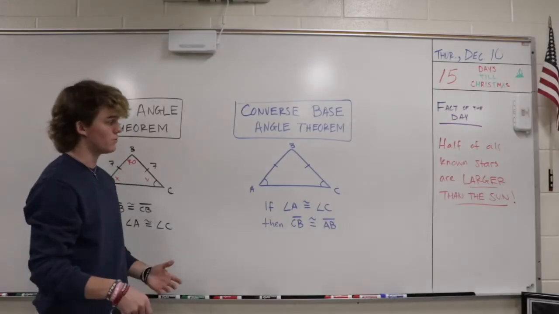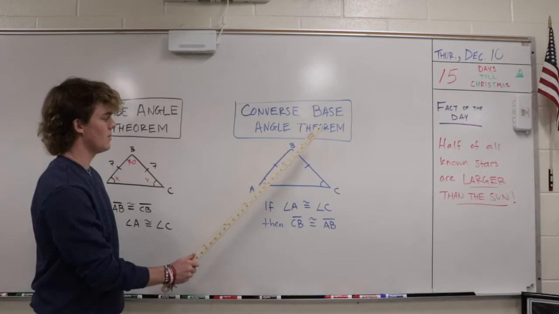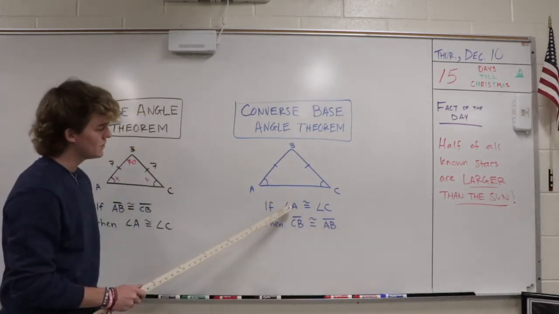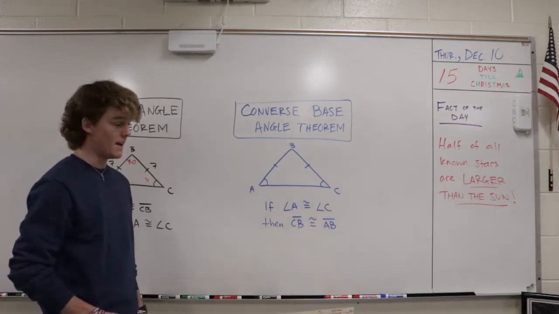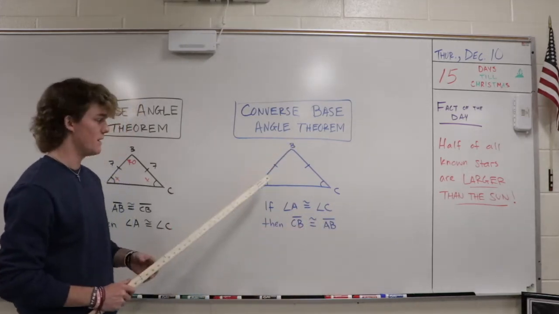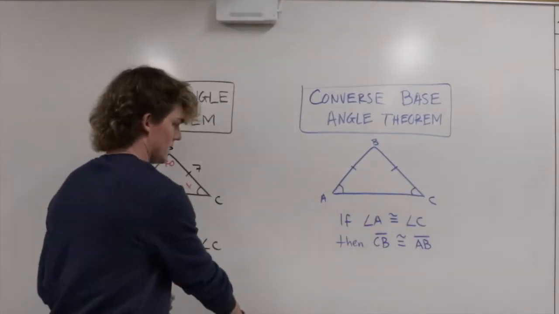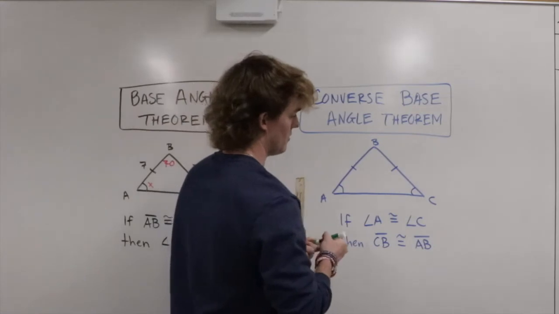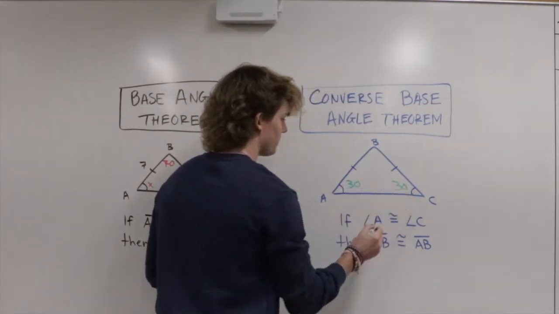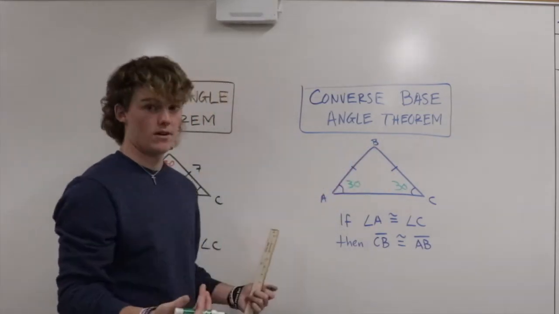Okay, next, this one's really awesome. I love this one. The converse base angle theorem says the same thing but in reverse. If angles A and C are the same, then the lines that come from them are also the same. So if A and C are equal, let's just call both of these 30 degrees. If both of those are the same, then the lines coming out of them are also the same.